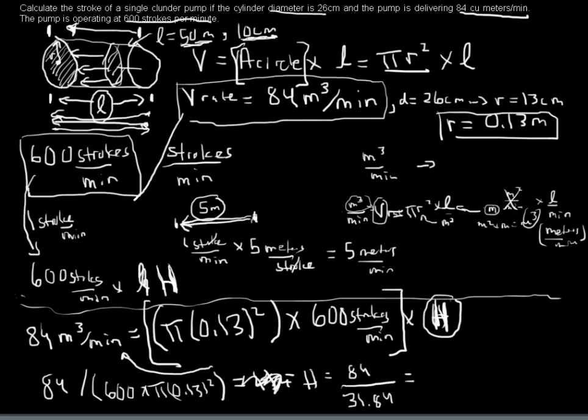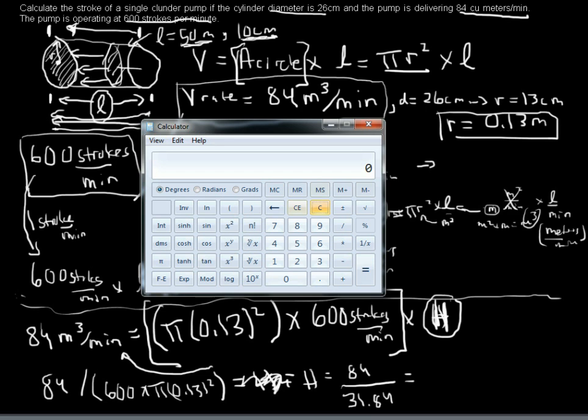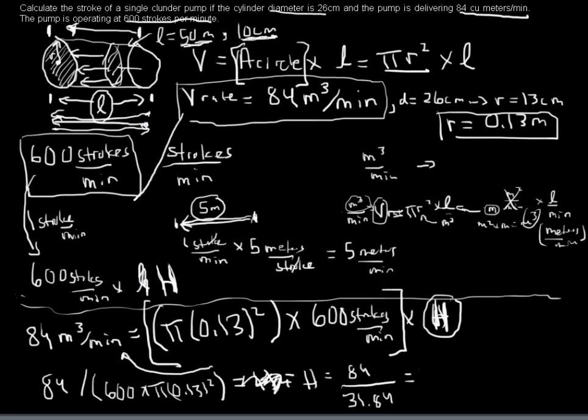Now it's just a simple case of dividing. So 84 divided by 31.84 is 2.63 meters.